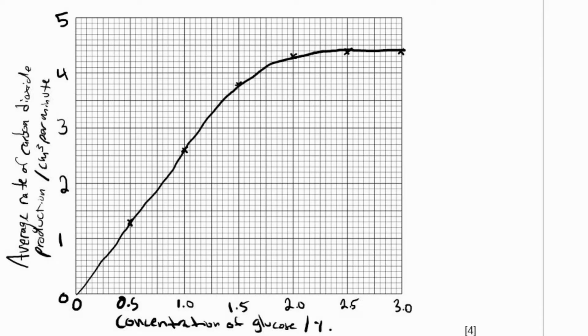One more thing to notice about this graph, when it levels off at the top here, that does not mean the reaction has stopped. It means that the rate of reaction has stopped increasing. This is going for the rate of reaction, not how much has been produced. Okay, that's important for the next bit.